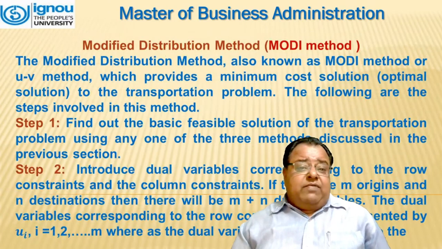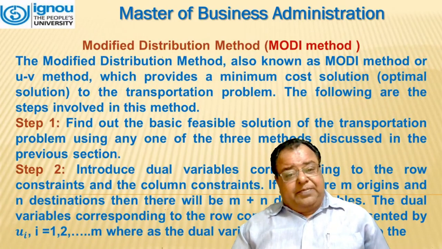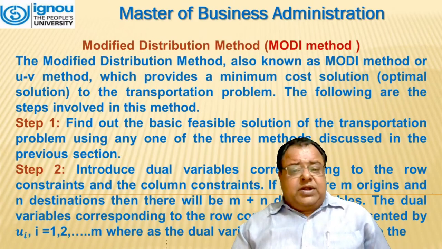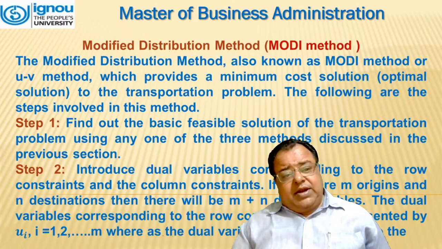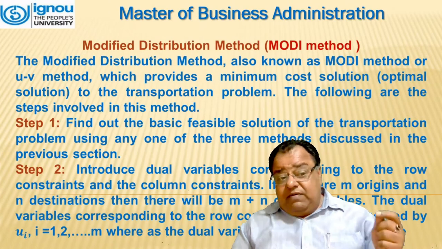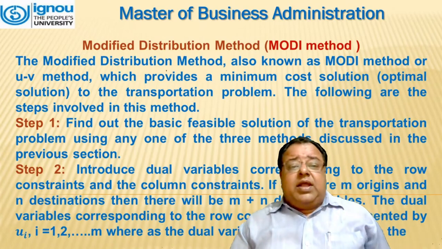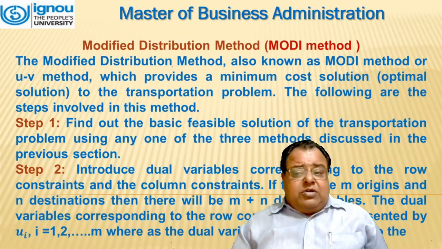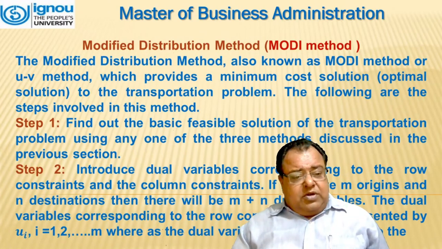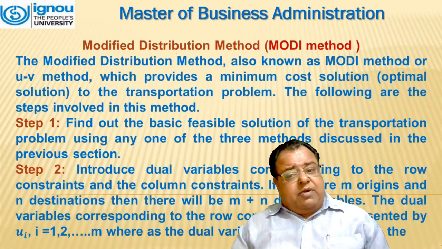Then comes the modified distribution method, which is known as the MODI method. The modified distribution method is also known as the MODI method or UV method, because we will be using u and v for solving the problem, which provides a minimum cost solution, that is, the optimum solution to the transportation problem.